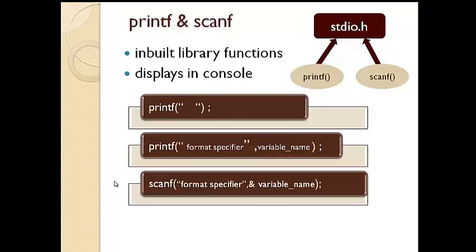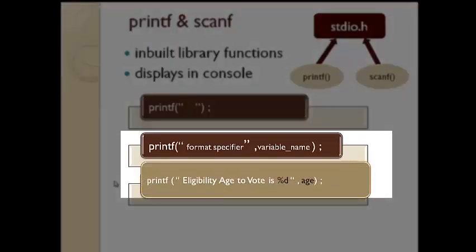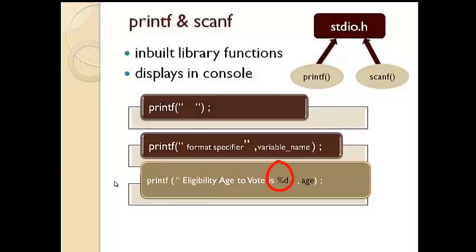It determines the format of input and output. Here is the example. To display the age in the console, for example "eligibility age to vote is" followed by the age, first you mention the format specifier in the first half along with the content. Since the format specifier for integer is %d, it is given there in the first part. Whenever the compiler encounters this %d, it searches for the integer variable name after the comma, and that variable will be replaced in the place of %d.